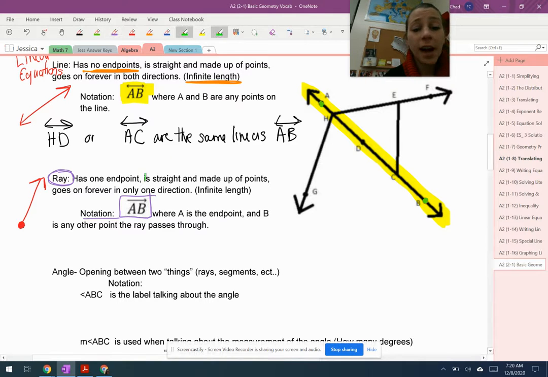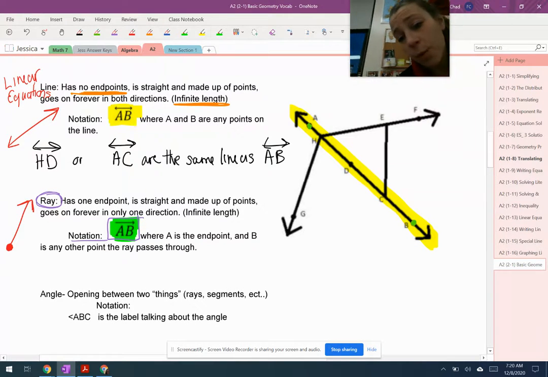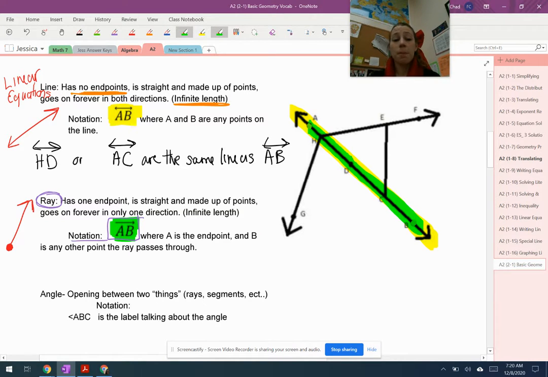I'm going to highlight that in green on this picture. So ray AB would be where A is my endpoint and B is any other point that passes through. So notice my highlightings overlap, meaning that line AB is made up of ray AB. The ray is part of the line, right? The only difference is that the ray stops at that endpoint A and the line keeps going.